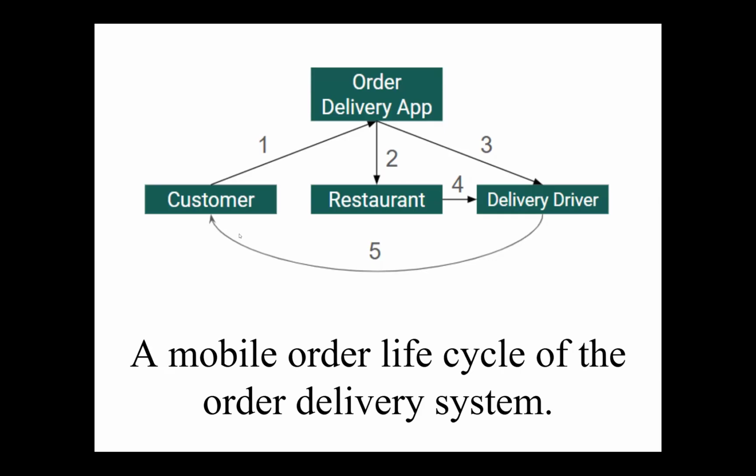Then the customer also gives some feedback, maybe to the restaurant or maybe to the delivery application, whether they had some problem or received the order with no problem. And then this order cycle completes. So this is a mobile order life cycle of the delivery system.